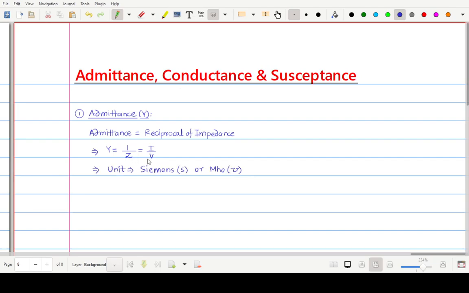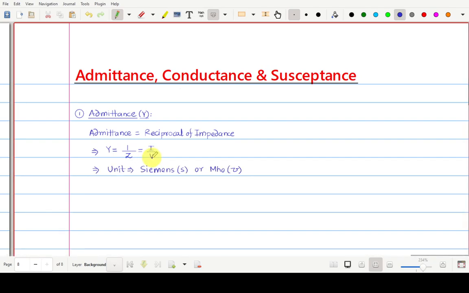Since admittance is reciprocal of impedance, and impedance is measured in ohms, if you write ohm in reverse order, you will get mho. So it is measured in mho. But during recent times, it is mostly measured in Siemens. So Siemens is the new unit for admittance, whereas in old days, mho was mostly used as the unit for measurement of admittance.